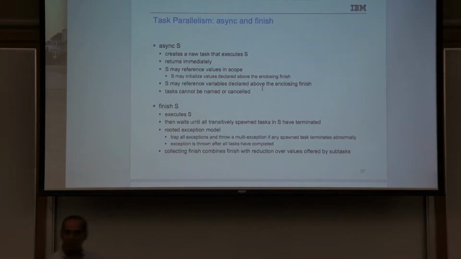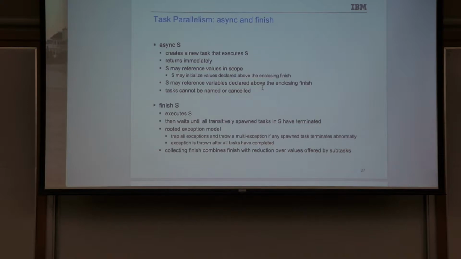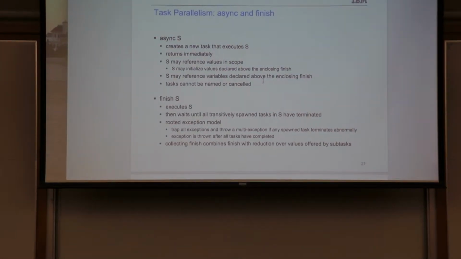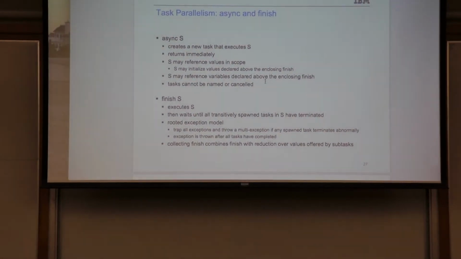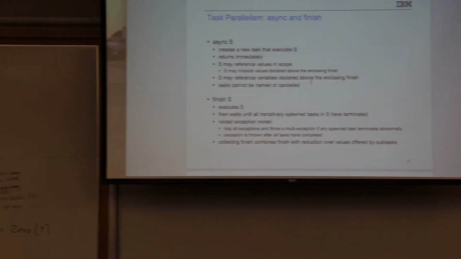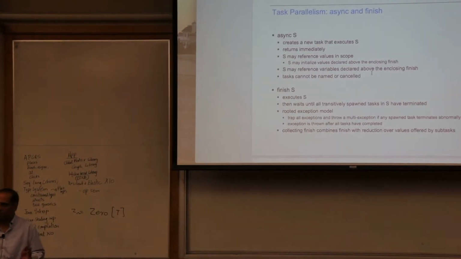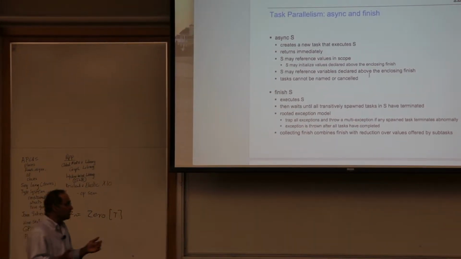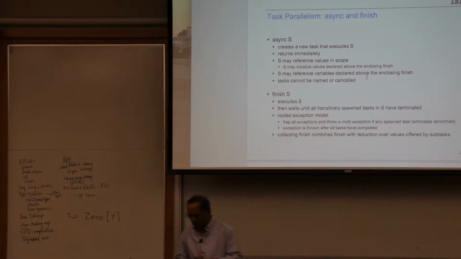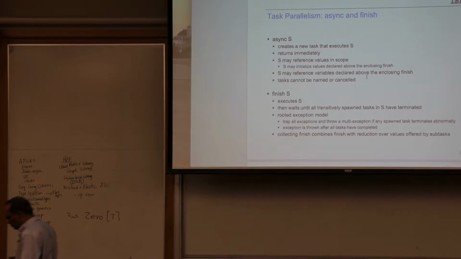And tasks, this came up yesterday, you cannot name a task, and that implies you cannot cancel a task. So Java went down the path of threads which have names, and then you can do things like try to cancel a thread from outside. This was in the initial versions of Java, and then they realized how bad an idea that was because you get race conditions galore, and then it's been deprecated. I don't know what the current status in Java is around that.